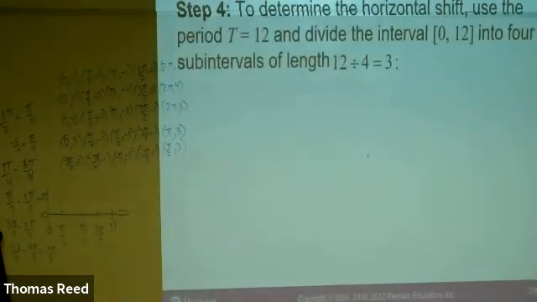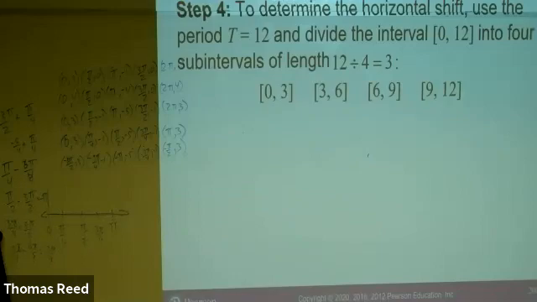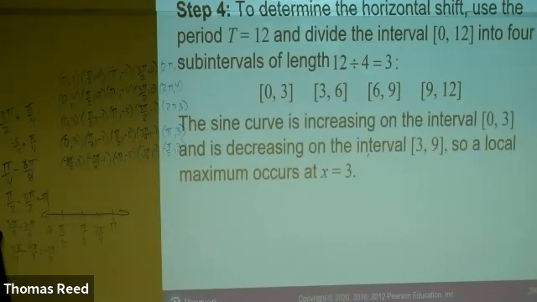Okay. To determine the horizontal shift, we use the period divided by n. So each length is 3. So there we have our 4 key points of interval. So from 0 to 3, it's increasing. From 3 to 9, it's decreasing. So the maximum occurs at 3.